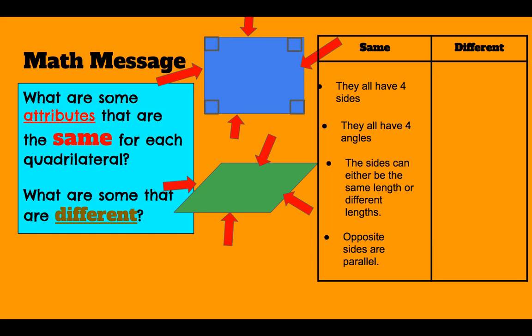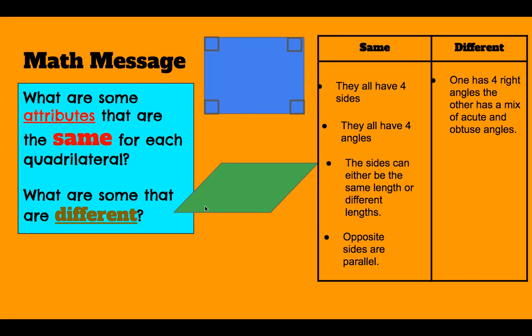Now, what makes them different? Well, one has four right angles, and the other one has a mix of acute and obtuse angles. So again, if I look at our rectangle, the blue shape, those are right angles. However, if I look at the green shape, these are not right angles. The ones I'm pointing to right now are obtuse. They're larger than 90 degrees. These ones are acute. So it has a mix of acute and obtuse angles.